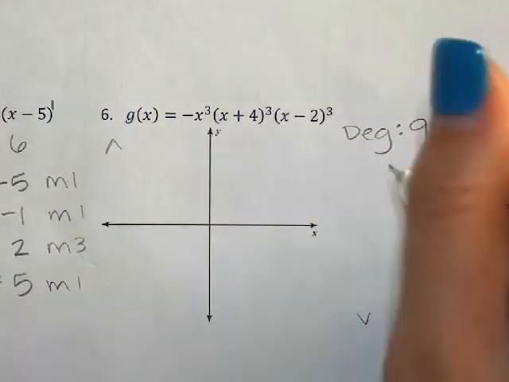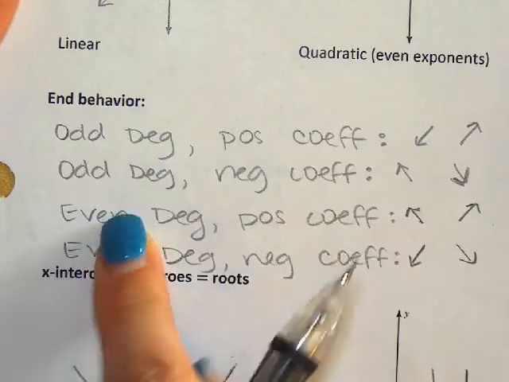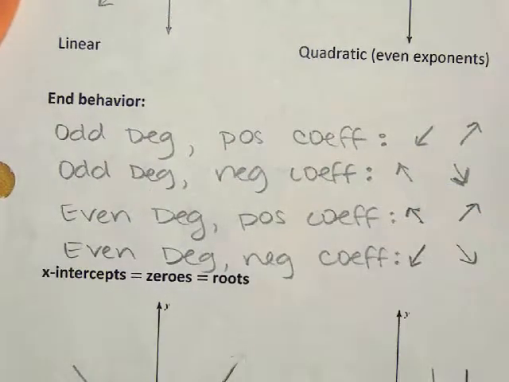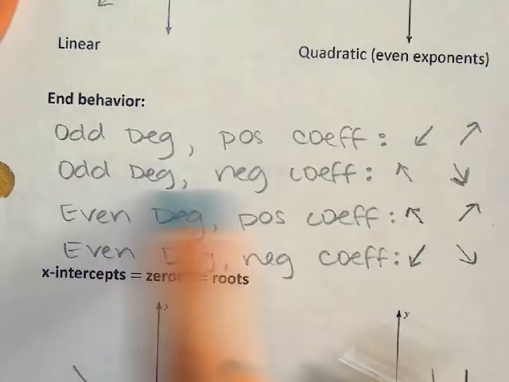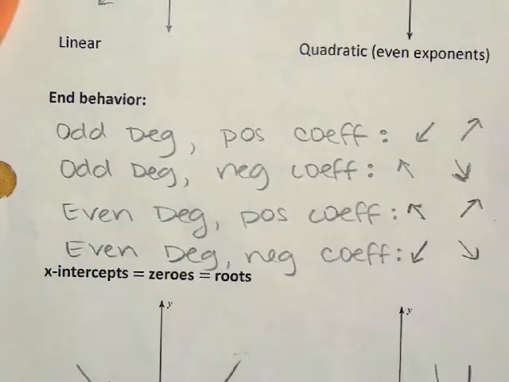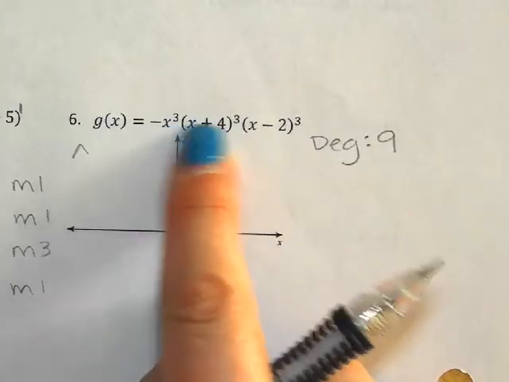All right. So we have odd degree, negative coefficient goes up and then down. It was a degree of 9, and it had a negative in the front of the equation. And so it goes up, then down. 9 is we added 3 plus 3 plus 3.